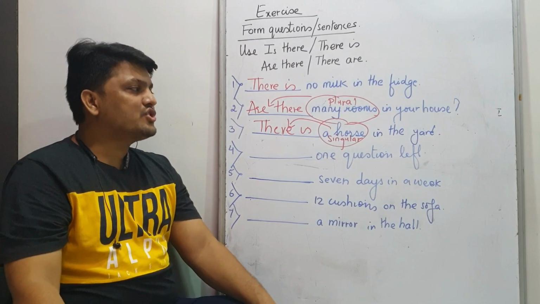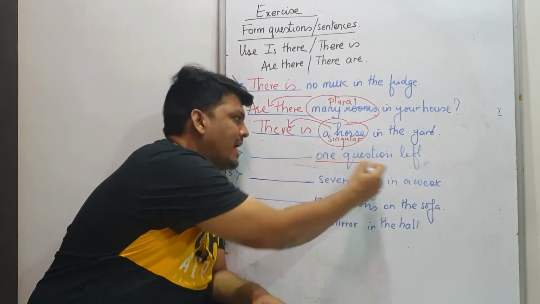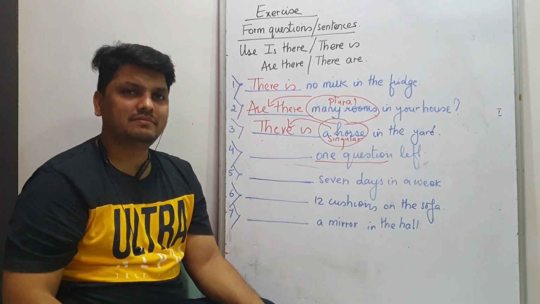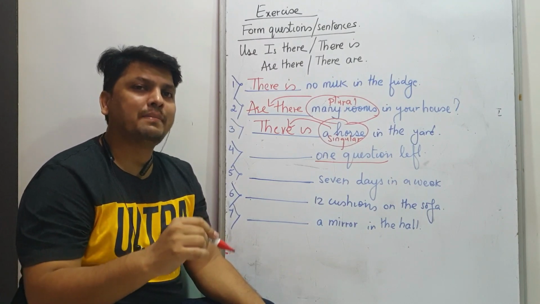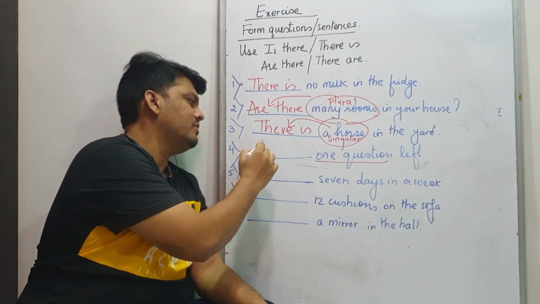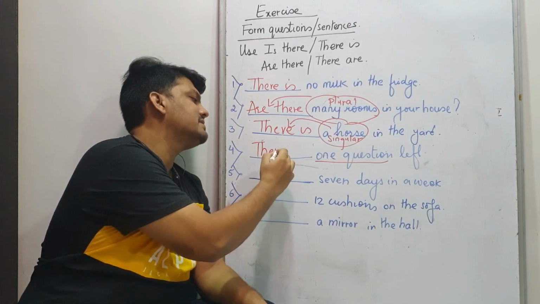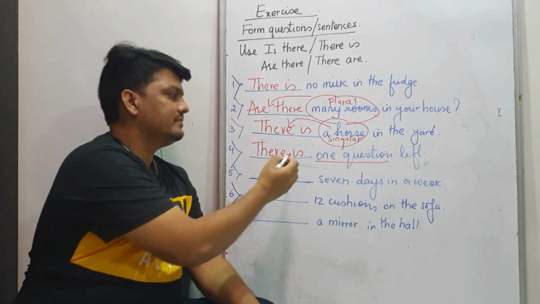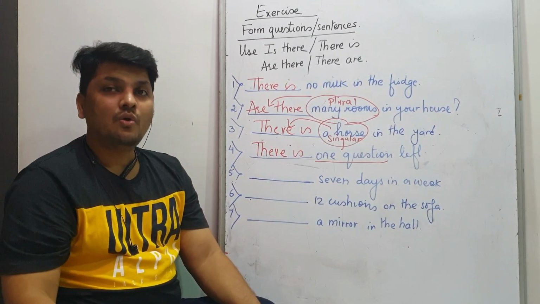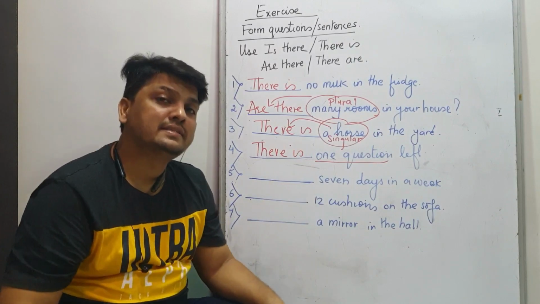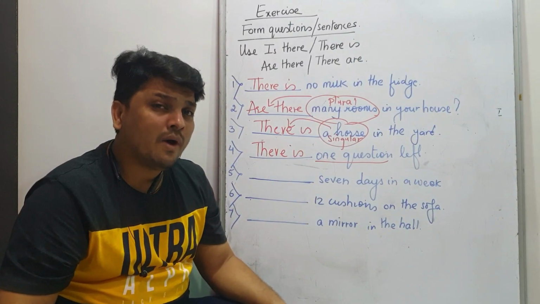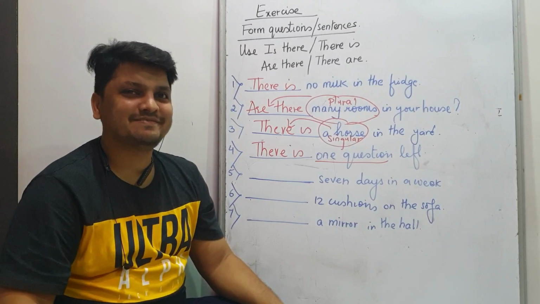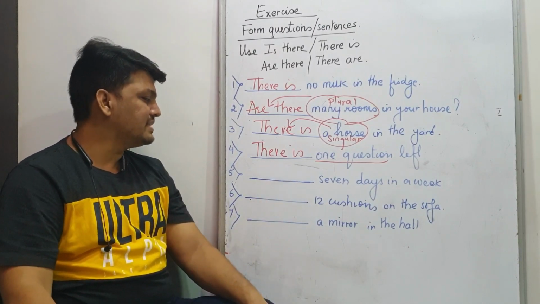Dash one question left. So students, one question is singular. The noun talks about singular. So here I'll use there is. What if I turn this sentence into a question? Is there one question left? Question mark. Okay, let's move on to 7.